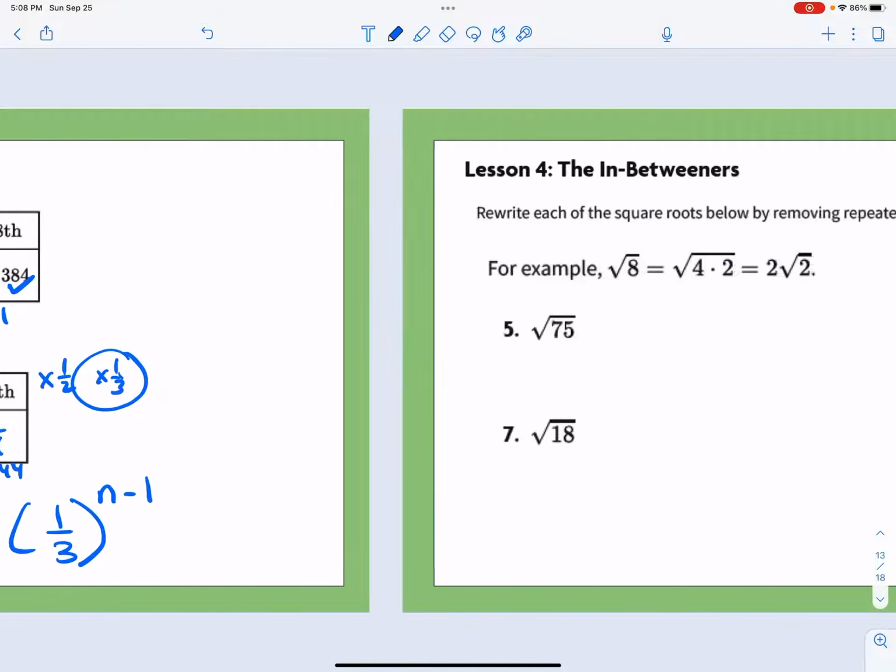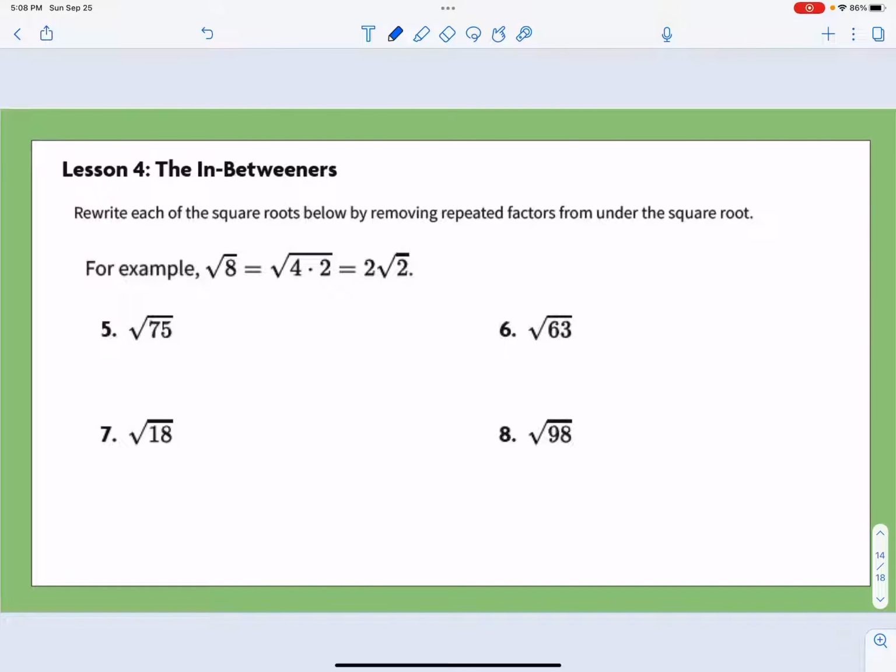All right, now let's play with some square roots, which is a little bit what the lesson was about today. So we're going to rewrite each of the square roots below by removing repeated factors from under the square root. Example, you take the square root of 8, and instead of calling it 8, you call it 4 times 2, and then you know the square root of 4 is 2, and you leave the square root of 2 by itself.